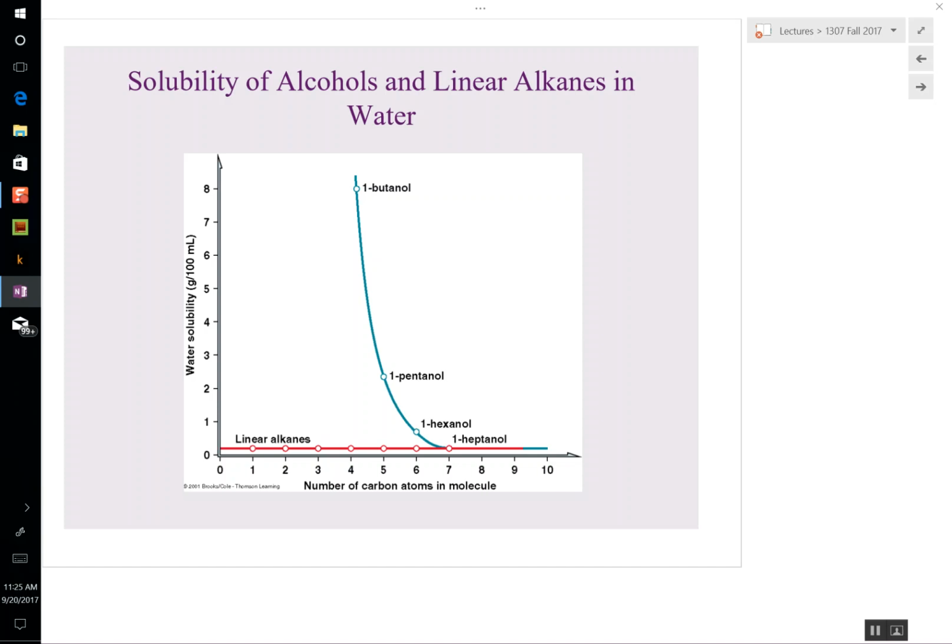Can you get a little bit to dissolve in water? A little bit. 0.2 of a gram, that's 0.2% solubility. And it doesn't seem to vary, whether it's methane or any of these, they're pretty much constant.